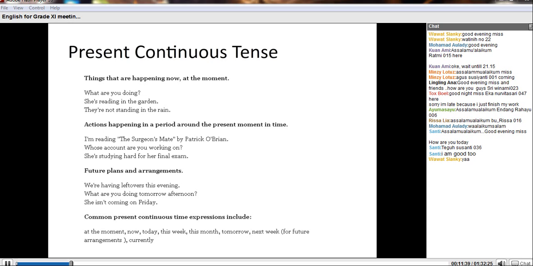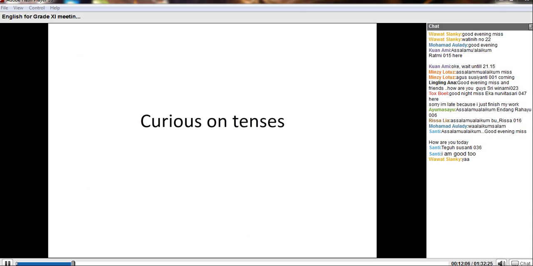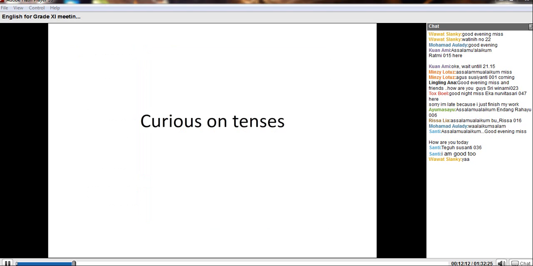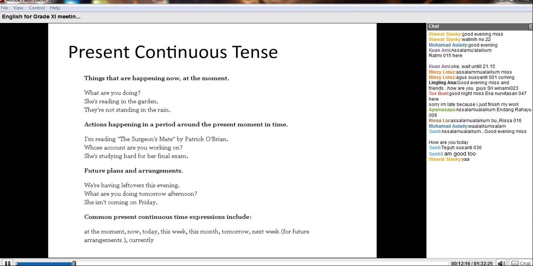I mentioned yesterday, today we will talk about other senses. I heard from some of you that some of you asked about present continuous tense. Present continuous tense itu kayak gimana, seperti apa, gitu ya. Banyak yang ask about this. So last time, we already learned about simple present tense, and we tried to compare with simple past tense. Yeah, and now we move forward to the present continuous tense.